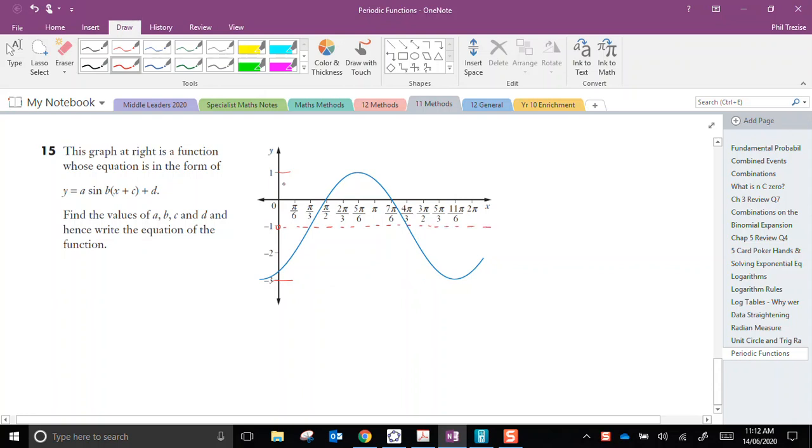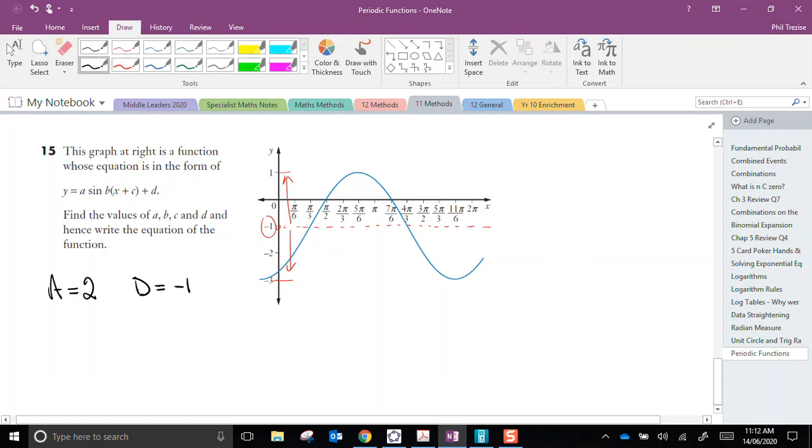I get then that the amplitude is 2 because I've moved from there upwards by 2 or I've moved downwards by 2, and I have an equilibrium at negative 1. So that's straight away a couple of good things to know. Amplitude is 2, A, and D equals negative 1.